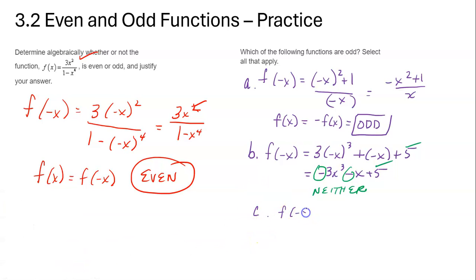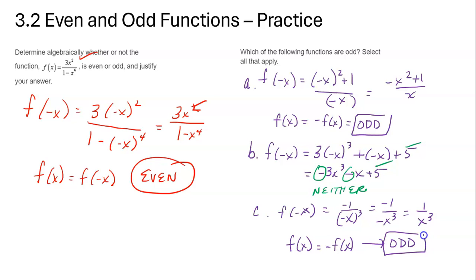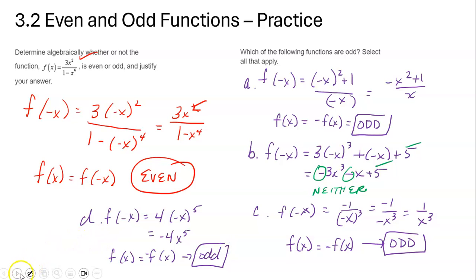C, f of negative x is equal to 1 over negative x cubed, which is negative 1 over x cubed. So we have another one of the f of negative x is equal to negative f of x. That's odd. Okay, I'm going to do D over here. f of negative x for the last one is 4 times negative x to the fifth, which gives me negative 4x to the fifth. Again, same song. Negative f of x, which is odd. So you have 3 odds on that one.